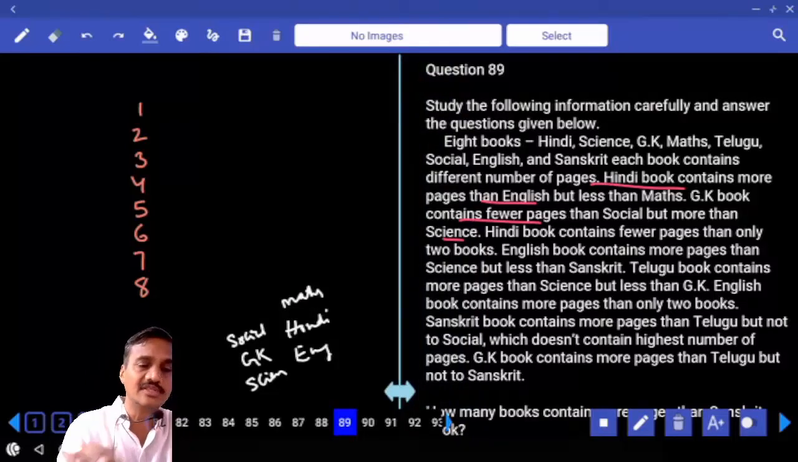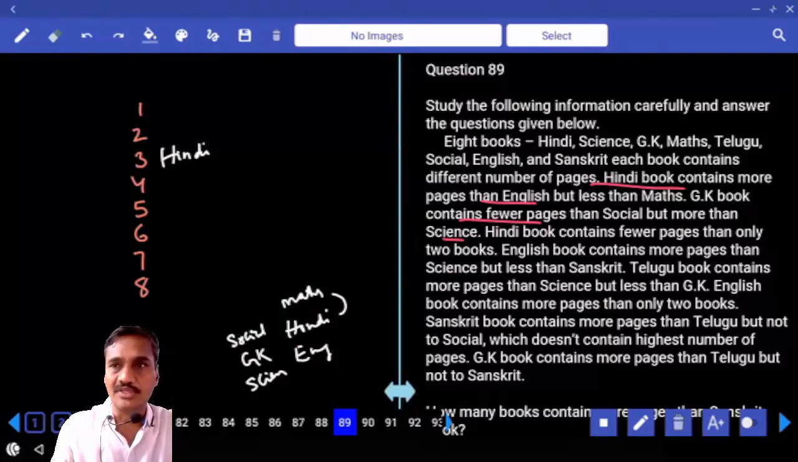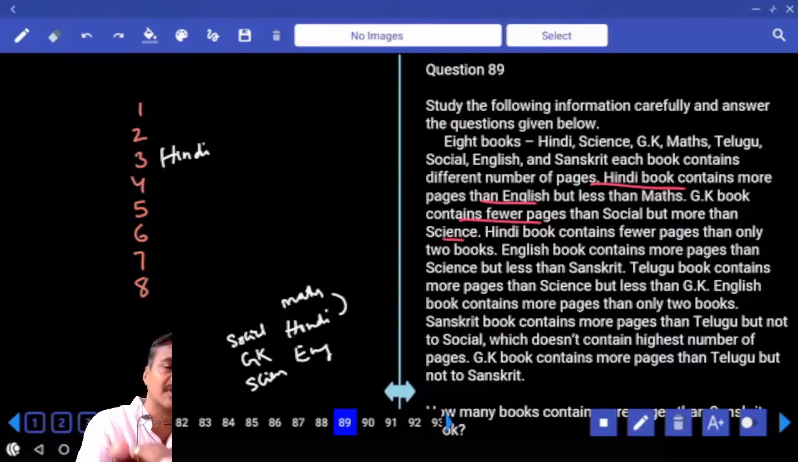And Hindi must be at the third place. If Hindi is lesser than only 2 books, then mathematics is ahead of Hindi. Hence, what are the different possibilities we have? Mathematics can be at the first place or at the second place. Maths at the first or maths at the second. Now Hindi will be at this place.